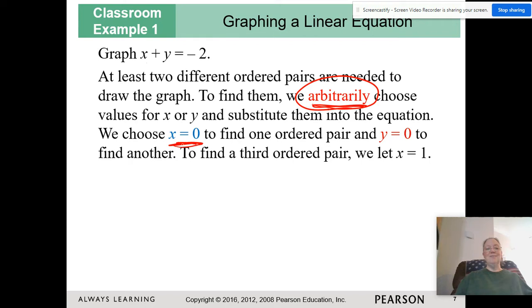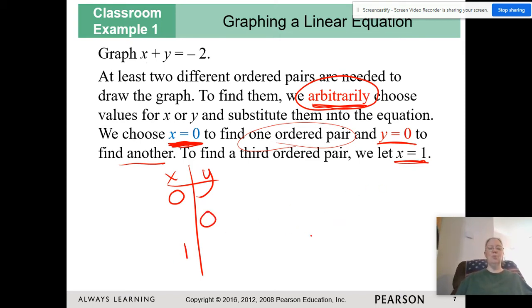0 is the easiest value to plug into any equation. So we're going to choose x equals 0 to find one solution. And then we're also going to choose y equals 0 to find a different solution. I did say you have to have three ordered pairs, 3 solutions. So we're just going to let x equals 1. For that one, the smaller the number, the easier it is to plug in. So we're going to draw an XY chart, and we're going to plug in x equals 0. We're going to plug in y equals 0, and we're going to plug in x equals 1.